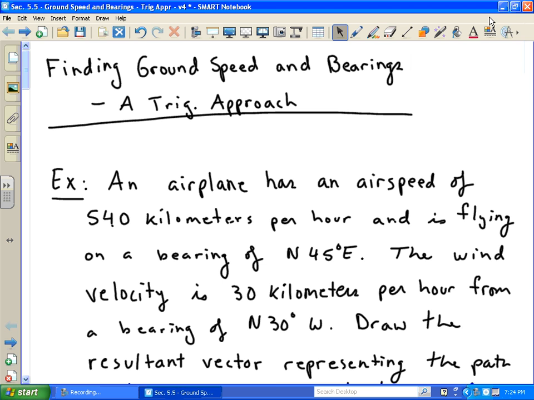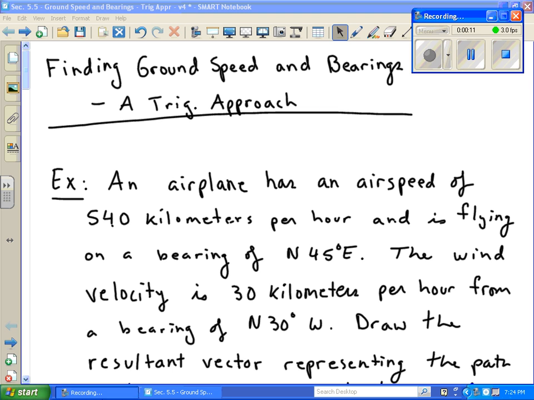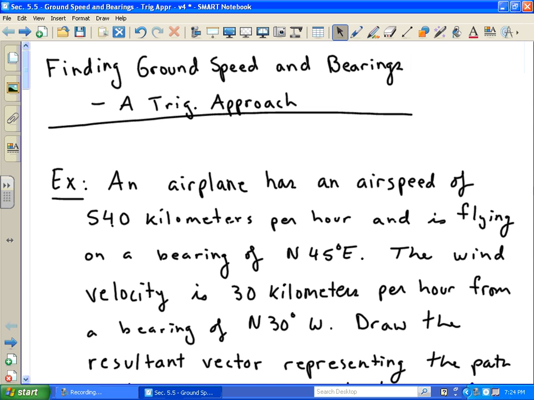I'd like to now look at an example of finding ground speed and bearings, and I'm going to use a trig approach. In this particular example, make sure that you don't look at the examples that they have online, because those examples are going to be worked differently than I'm working this particular problem.